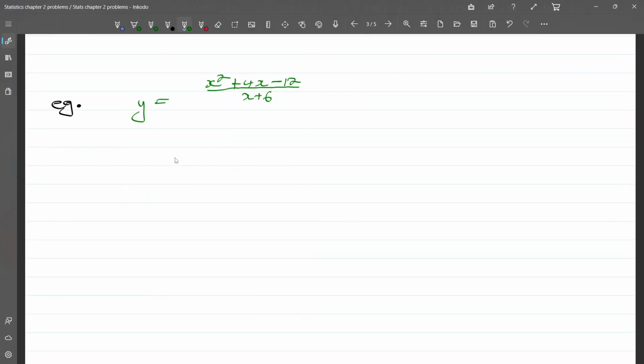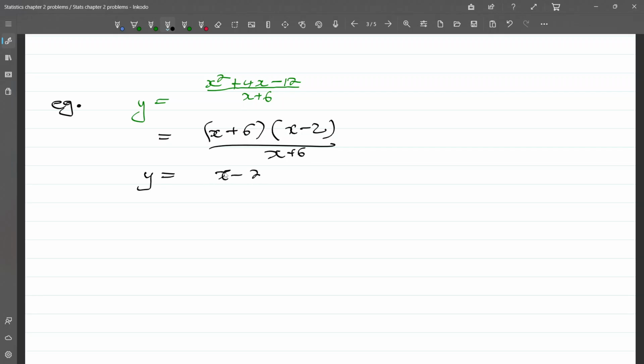Example number one. Let's say we need to draw this graph. I always prefer to look at your function and see if you can simplify it before drawing it on a Cartesian plane. We can simplify this further. If you simplify it, you're going to have (x plus 6)(x minus 2) over (x plus 6). Then you're going to have y equals x minus 2. Then when you draw this, you're going to have something like this.